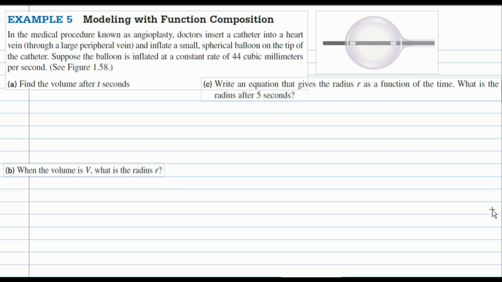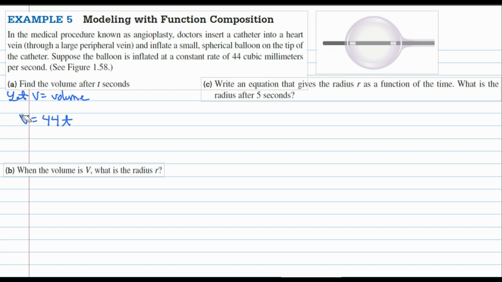Suppose the balloon is inflated at a constant rate of 44 cubic millimeters per second. So here's your little balloon on the tip of a catheter, and that gets expanded in the vein to open up blockage. So find the volume after t seconds. Well, the volume we'll call V. So let V equal volume after t seconds. They've already defined what t is for us, and the volume is 44 cubic millimeters per second, so 44t. So far, so good.